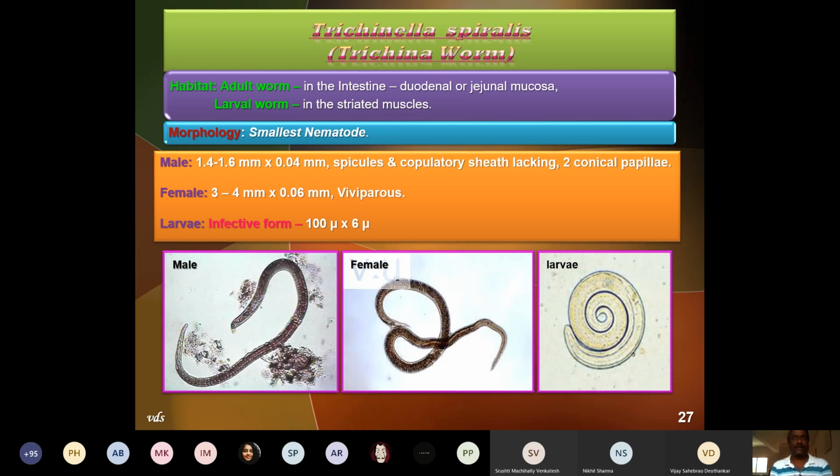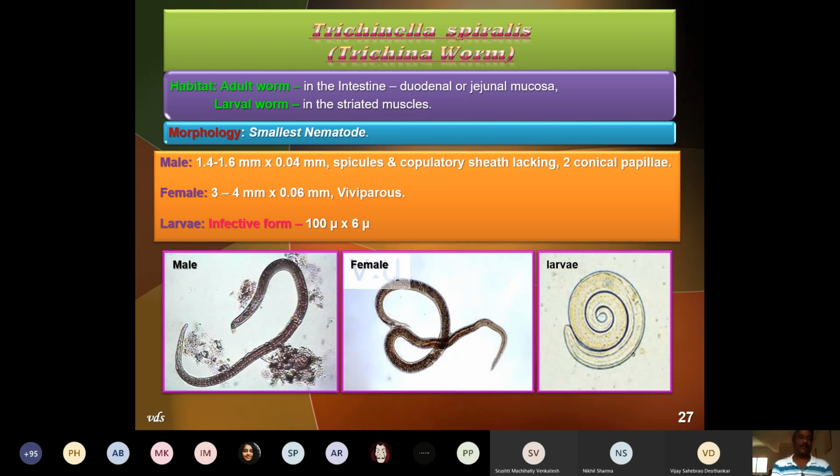Morphology: this is the smallest nematode infecting human beings. Male measures about just 1.4 to 1.6 millimeters, by 0.04 millimeters, cylindrical. The spicules and copulatory sheath are not present. Two conical papillae instead are present at the posterior end and not the spicules. These conical papillae may be responsible for copulation of the male with the female.